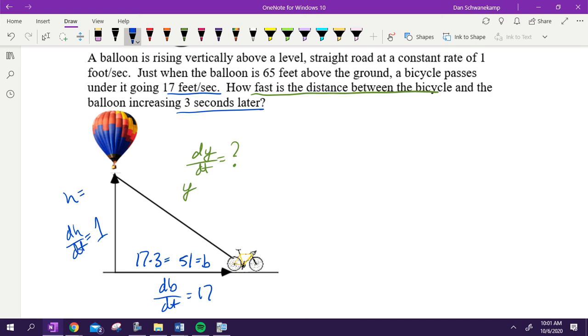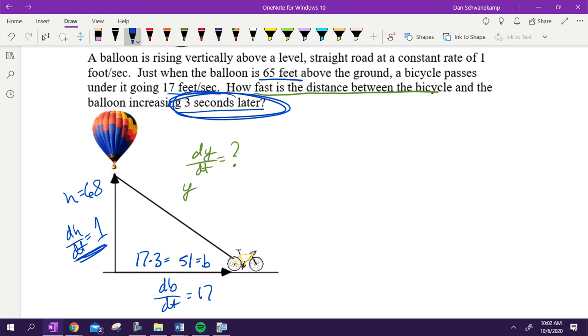What's my h going to be here? It's 68. Do we understand why it would be 68? He's at 65 feet, the bicycle passes, and 3 seconds go by. I've never seen them ask this question just like this before, but understand what it was. He was at 65, 3 seconds go by, and it's going up at 1 foot per second. We want to know at 3 seconds later, so at that time it's going to be 68. It's mean. Deal with it. We'll be okay. Everybody good to that point?